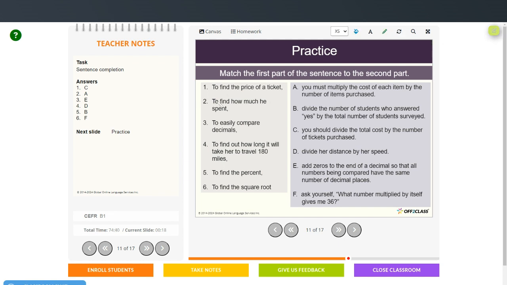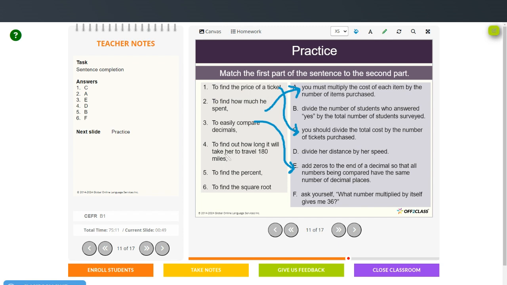All right, to find the price of a ticket, you should divide the total cost by the number of tickets purchased. To find how much he spent, you must multiply the cost of each item by the number of items purchased. To easily compare decimals, add zeros to the end of a decimal so that all numbers being compared have the same number of decimal places.